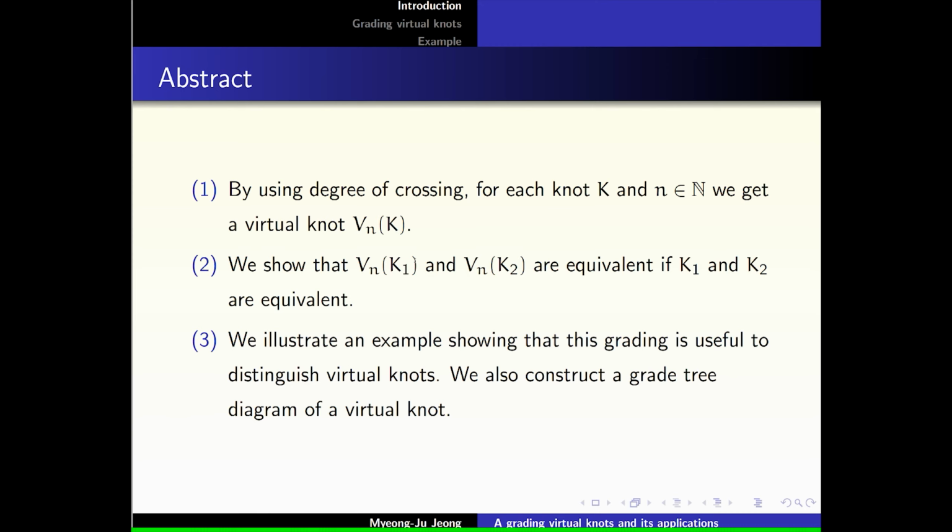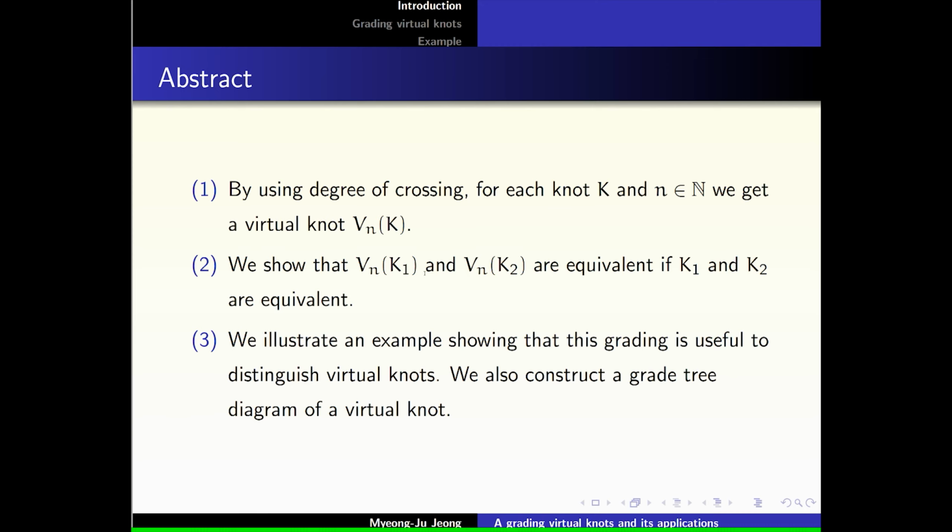Here is the abstract of our talk. By using the degree of crossing for each knot, we can define V_S K, which is obtained from K by virtualizing some classical crossings, and then we will show that if two virtual knots K1 and K2 are virtually isotopic, then V_S K1 and V_S K2 are also virtually isotopic.